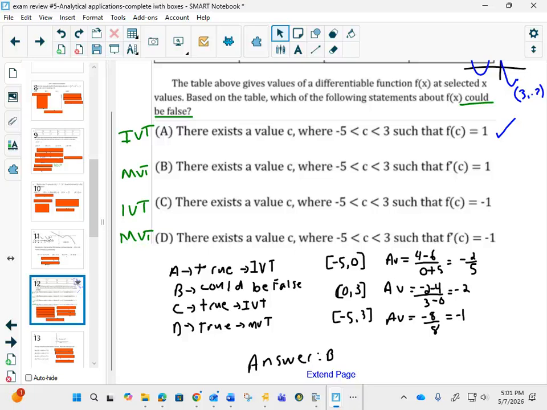Mean value theorem is kind of annoying that you have to check so much, right? The intermediate value theorem is really easy to check.